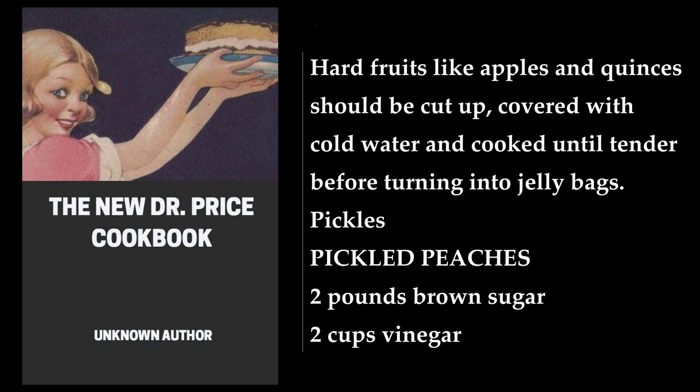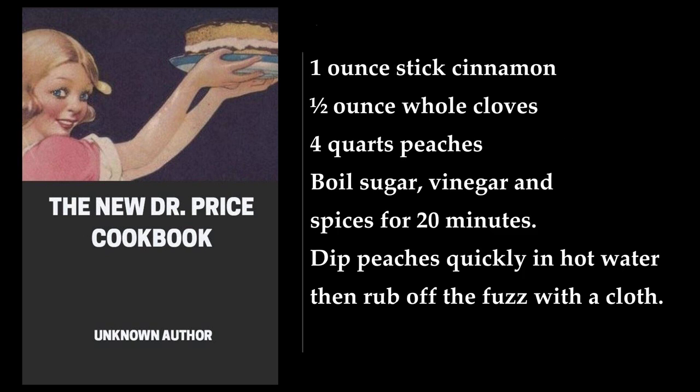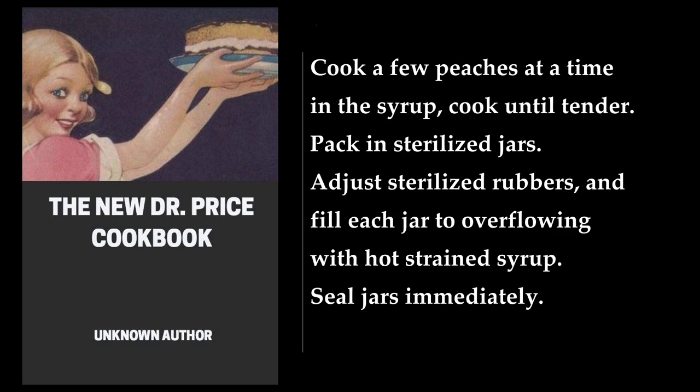Pickles. Pickled peaches. 2 pounds brown sugar. 2 cups vinegar. 1 ounce stick cinnamon. Half an ounce whole cloves. 4 quarts peaches. Boil sugar, vinegar and spices for 20 minutes. Dip peaches quickly in hot water, then rub off the fuzz with a cloth. Cook a few peaches at a time in the syrup, cook until tender. Pack in sterilized jars. Adjust sterilized rubbers, and fill each jar to overflowing with hot strained syrup. Seal jars immediately.